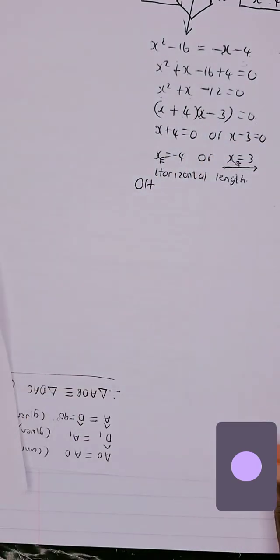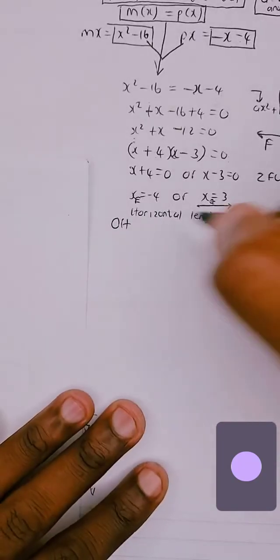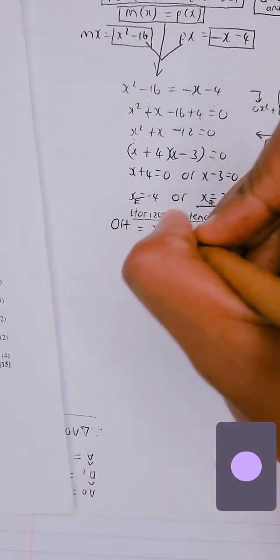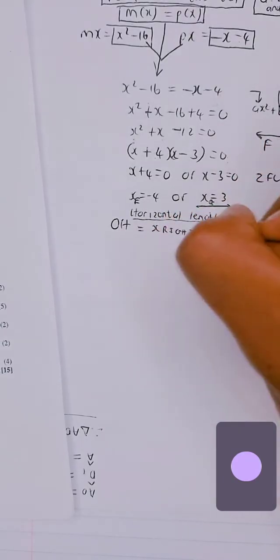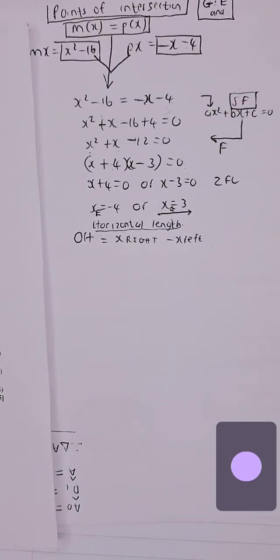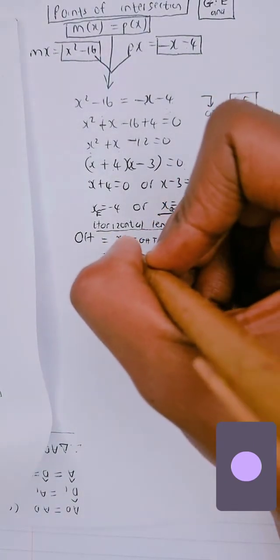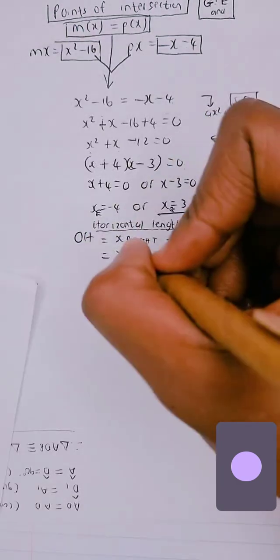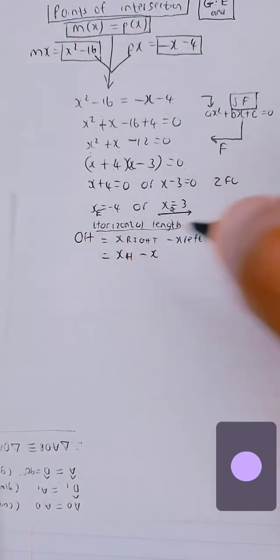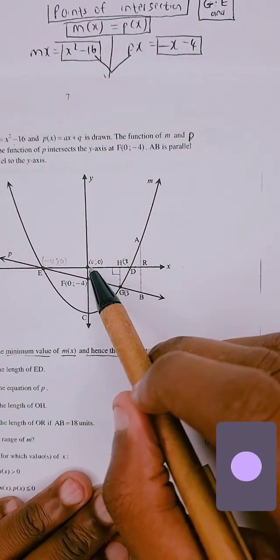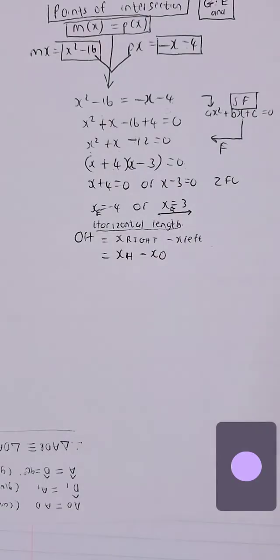I need us to lock in, okay? Horizontal length, which is in this case OH. We say x on the right minus x on the left. Our x on the right for OH is the x value of H. So we say x value of H minus the x value of O, which is on the left. Okay?